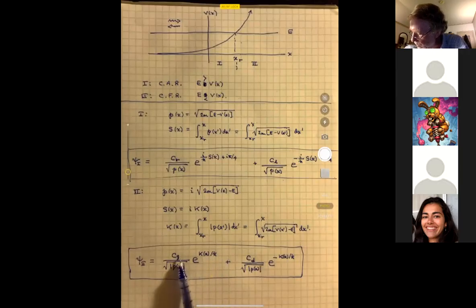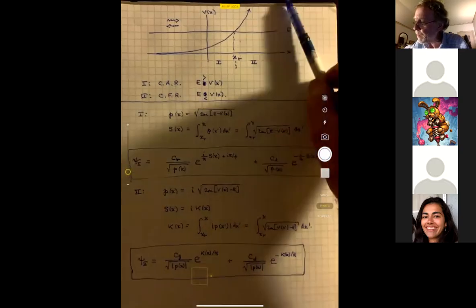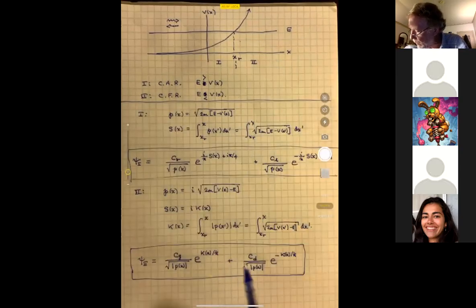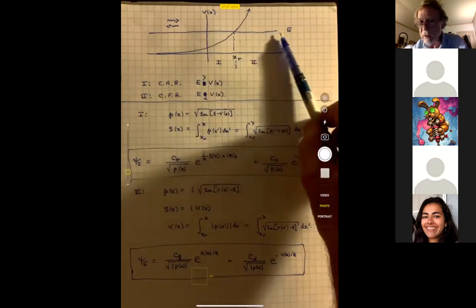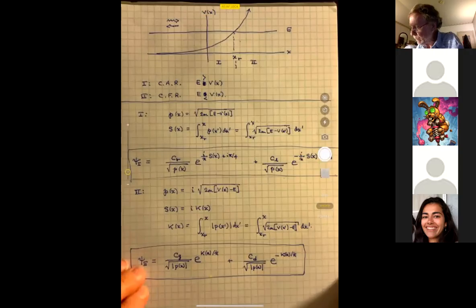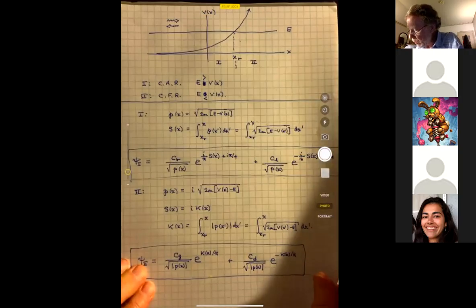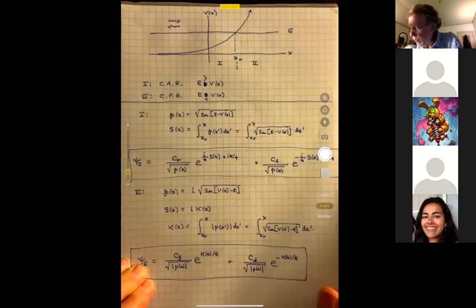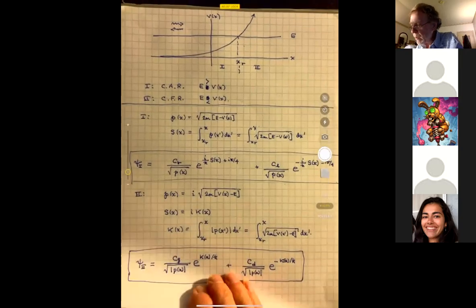That's what the G means. It means it is growing. So this is a term that's going to blow up exponentially in the classically forbidden region. The other term with the minus sign is damped. It's going to damp out over here. That's what the D means. This is the damped term. So this is a linear combination of growing and damped solutions. We'll keep them both for now because for general WKB problems, it turns out you need them both. All right, but in any case, here's our two solutions in these two regions.